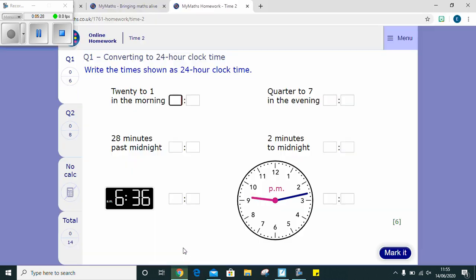Your My Maths today looks very much similar to what I've just done there. You've got some times, and I want you to convert them to 24 hours. So remember, I'm getting the hour, and I'm adding 12 on if it's in the afternoon, if it's PM. If it's AM, I'm leaving it alone. If it's in the morning, I'm leaving it alone.